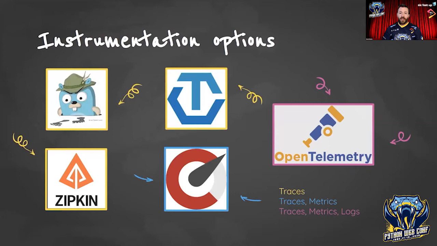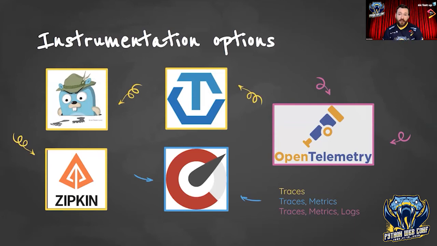Now, in order to get distributed tracing information, you have to actually instrument your application. This is no different than adding logging. This is no different than adding metrics. The question is, how much overhead is it for a Python developer to add it to their application? There are actually a variety of open source solutions that are out there today. Everything on this slide is open source and available.